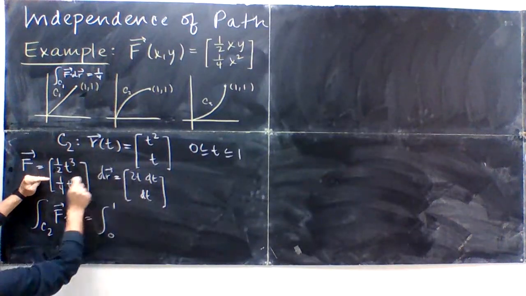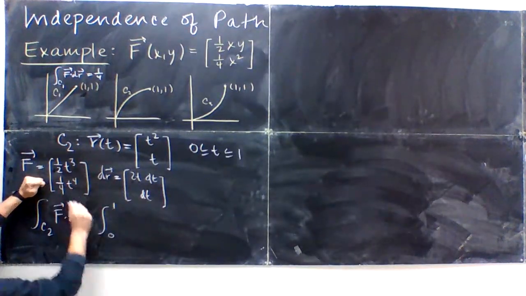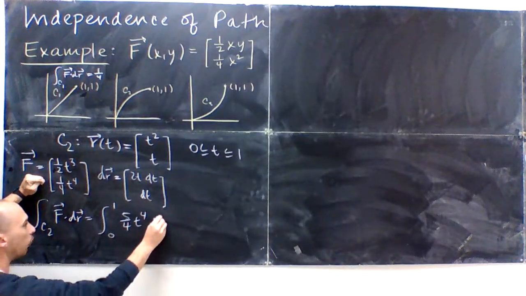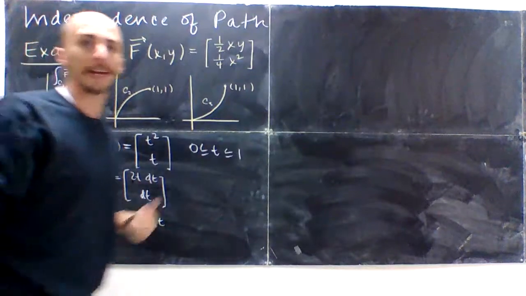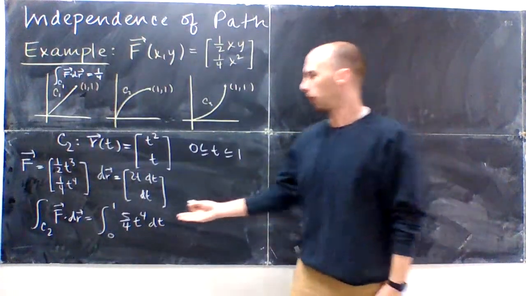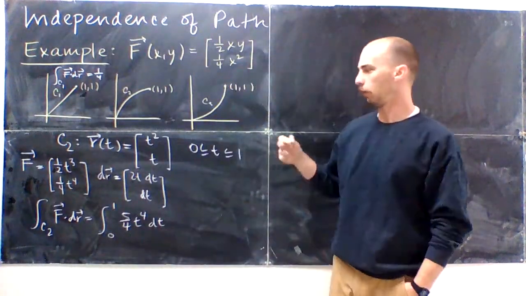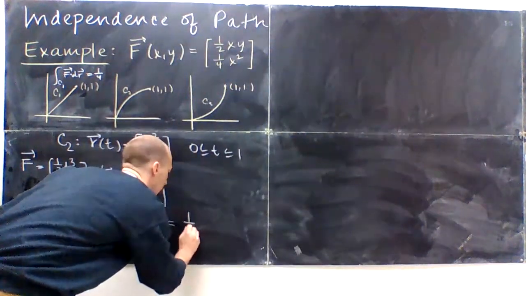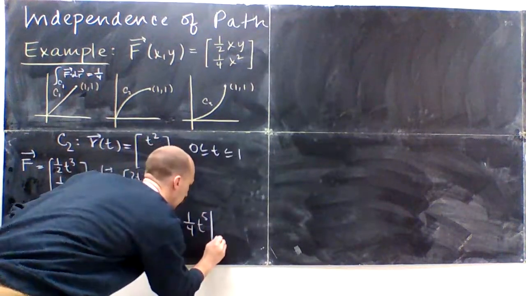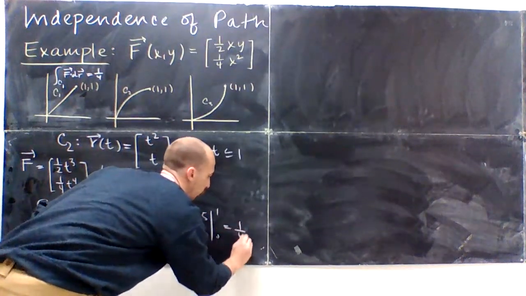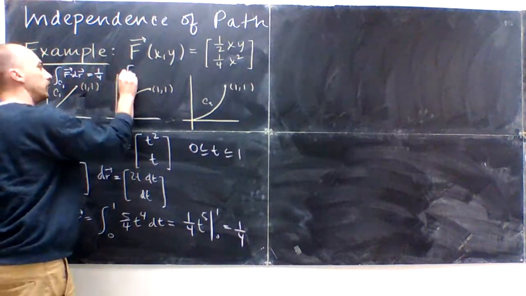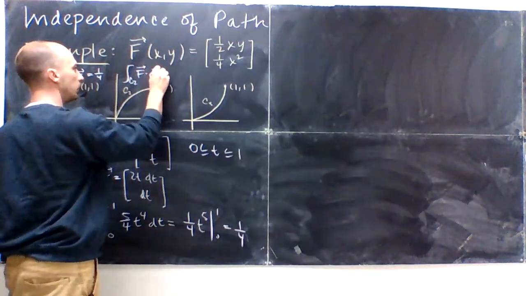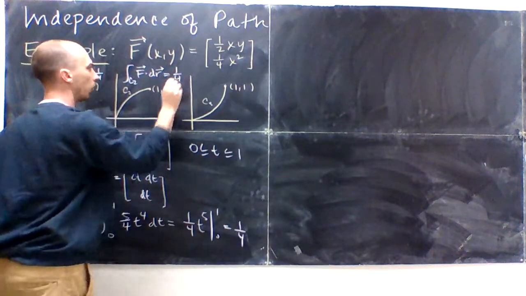So I've got t to the 4th plus another 4th of t to the 4th, so I have 5/4 t to the 4th dt. When I anti-differentiate this, I'm going to bump up the power by 1, divide by the new power. I'm going to have 1/4 of t to the 5th as t runs from 0 to 1. I think you can see where that's going. That's going to be equal to 1/4 again. Okay, so I've got the integral over C2 of F dotted with dr equaling 1/4.